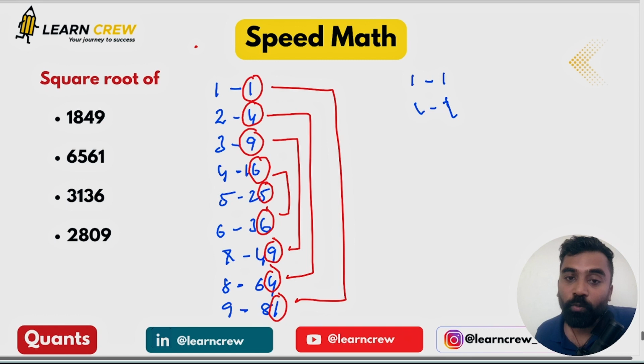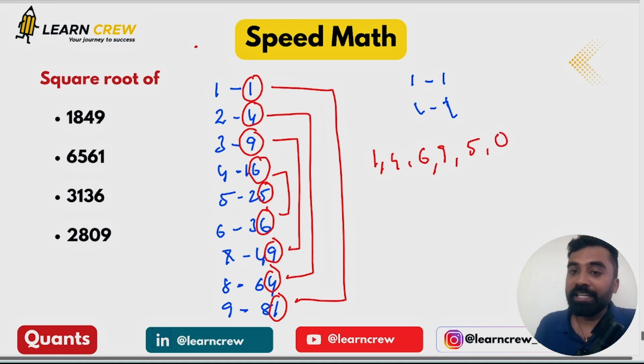So whenever it is a square root, you can find the square root only for those numbers ending with 1, 4, 6, 9, and 5. If it is a perfect square, it will be one of these. Any other number apart from these won't be a perfect square. Okay. This is the first concept that you need to remember.